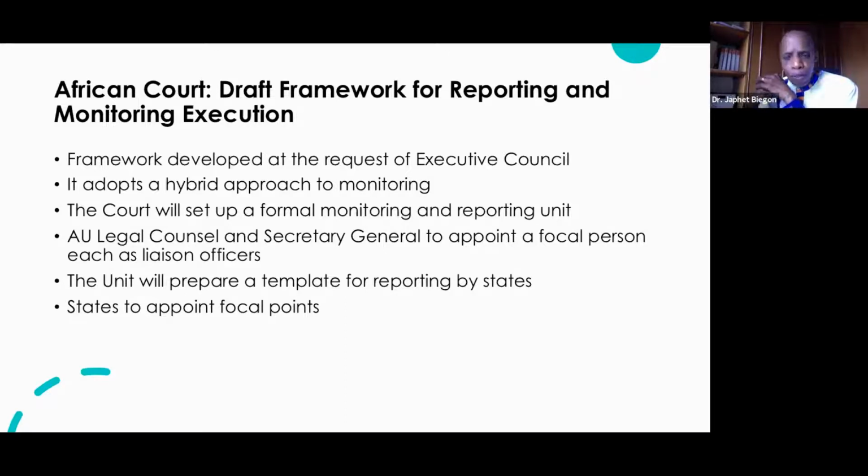The framework also recommends that the Office of the Legal Counsel and the Secretary General within the AU Commission appoint focal persons that will serve as liaison officers between the court and the African Union. And then the monitoring and reporting unit will prepare a template for reporting by states. So when a state is asked to report within 180 days, for instance, it will also receive a template that will give it the format in which it needs to report.